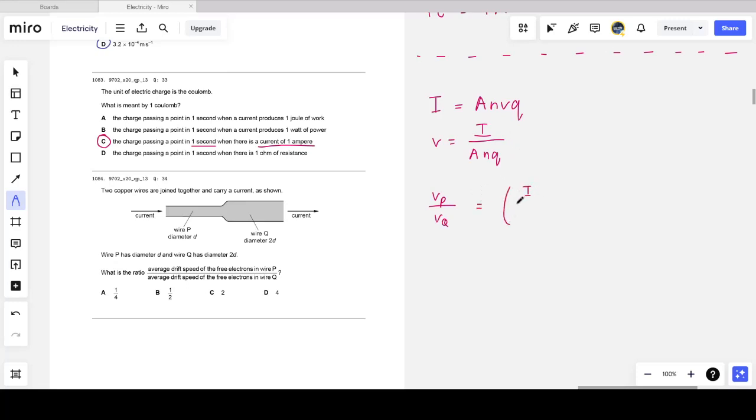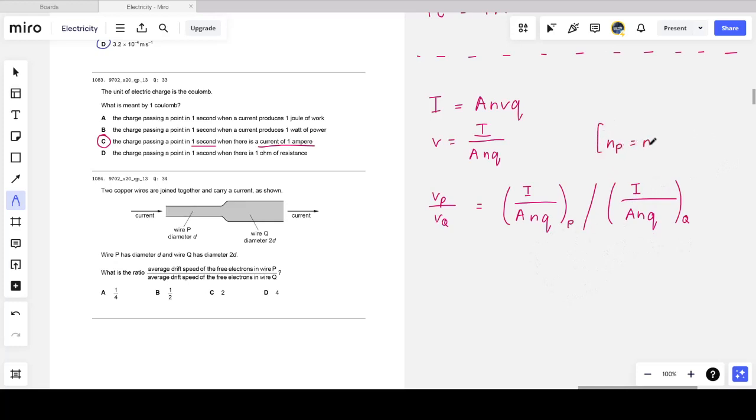It's I, it's the current divided by the area, the number density, and the charge for wire P divided by the current in Q divided by the area, the number density, and the charge of the charge carriers in Q. Now, the metal is the same. So N is the same for both.